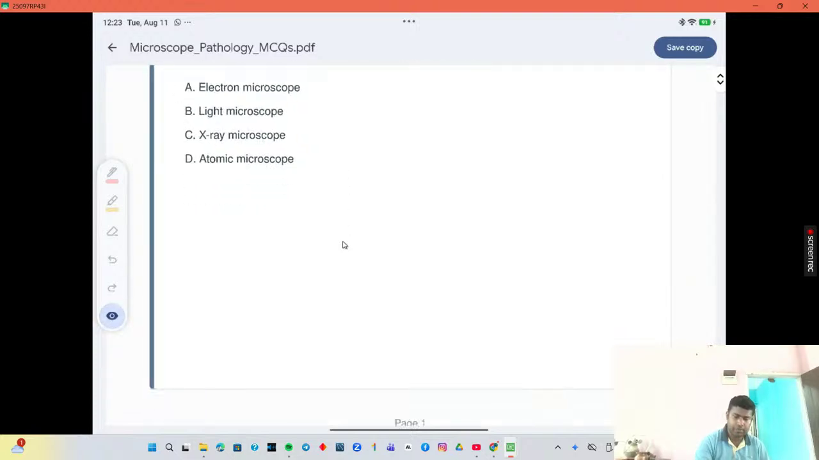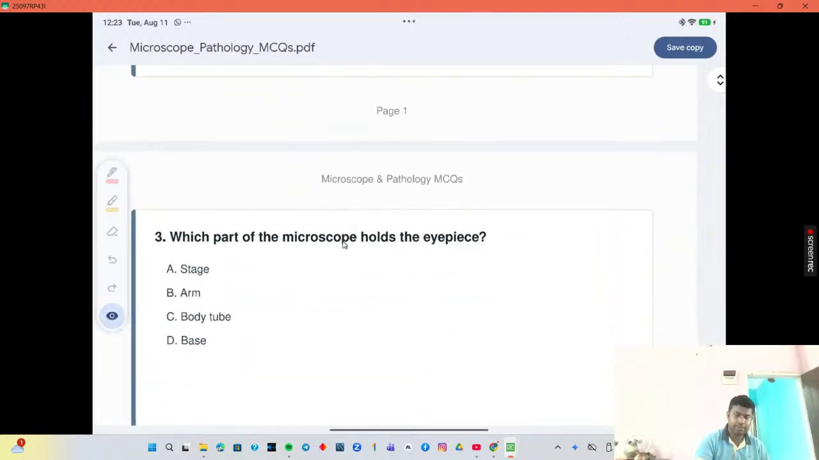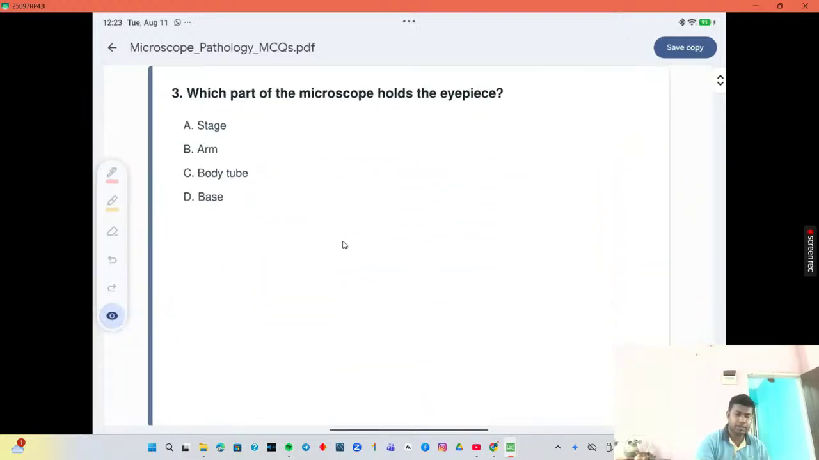Now, I will go to the third question. Here it is written, which part of the microscope holds the eyepiece? Here the answer of this question will be body tube.